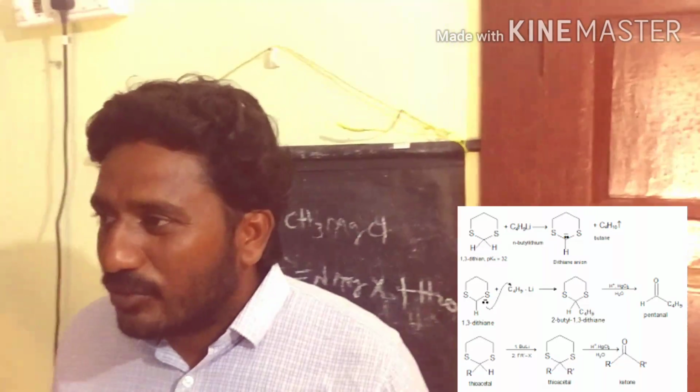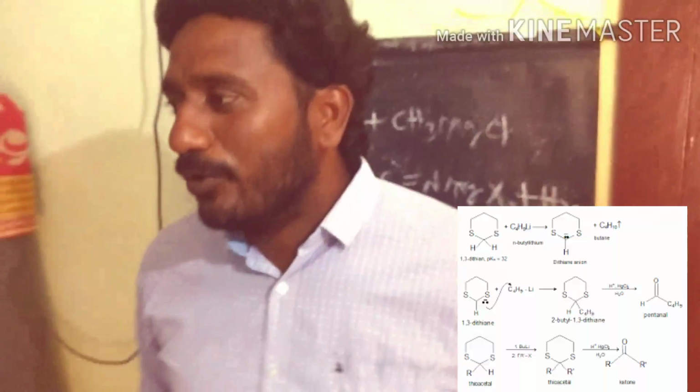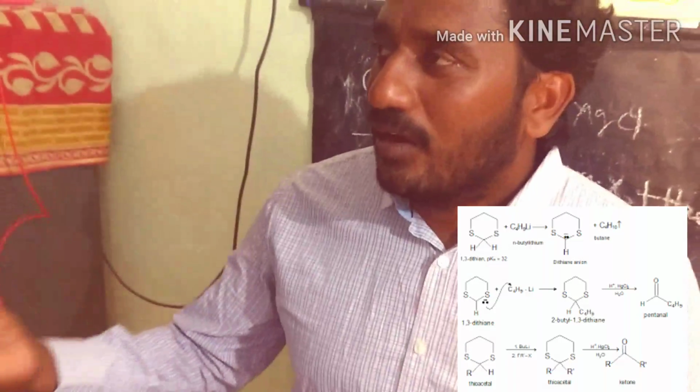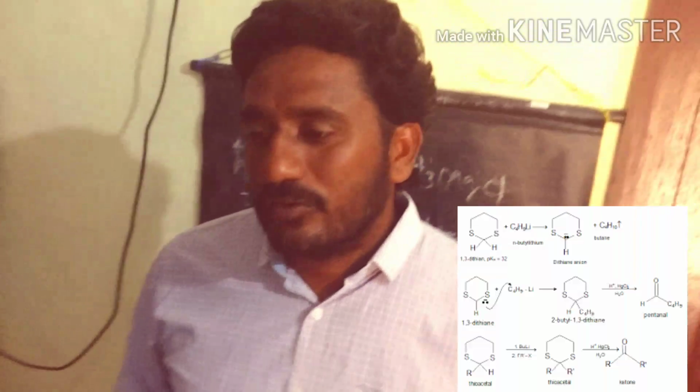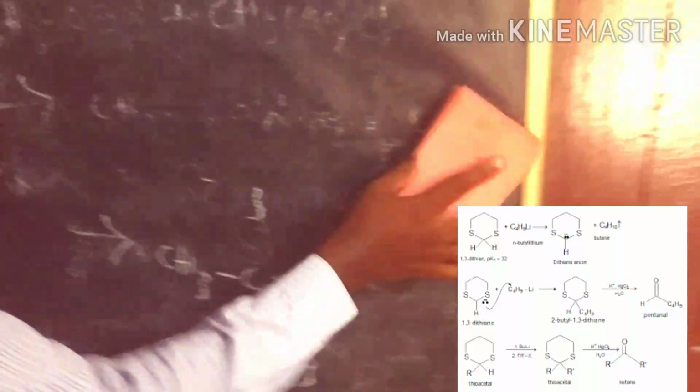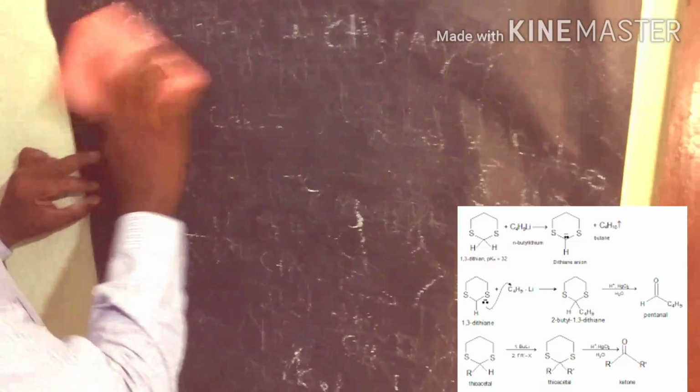After that, the 1,3 dithiane reacts with a base like n-butyl lithium to form various types of carbonyl compounds. Later we discussed the 1,3 dithianes to prepare the carbonyl compounds. So first of all, 1,3 dithiane.